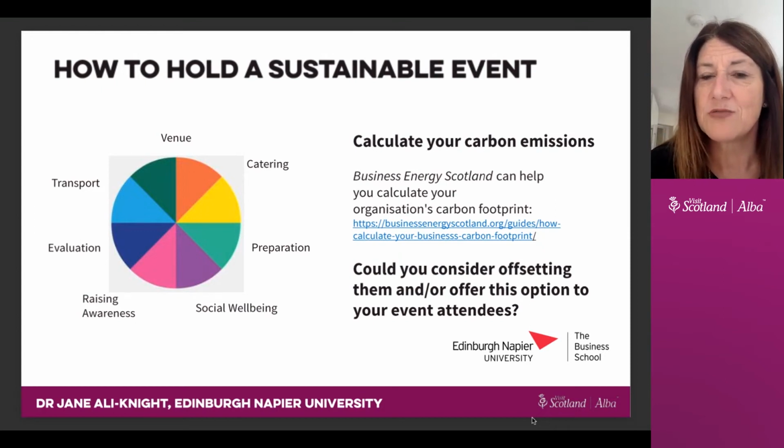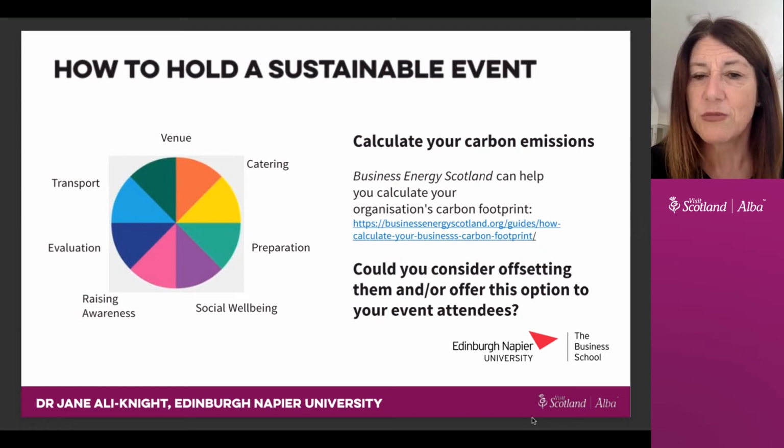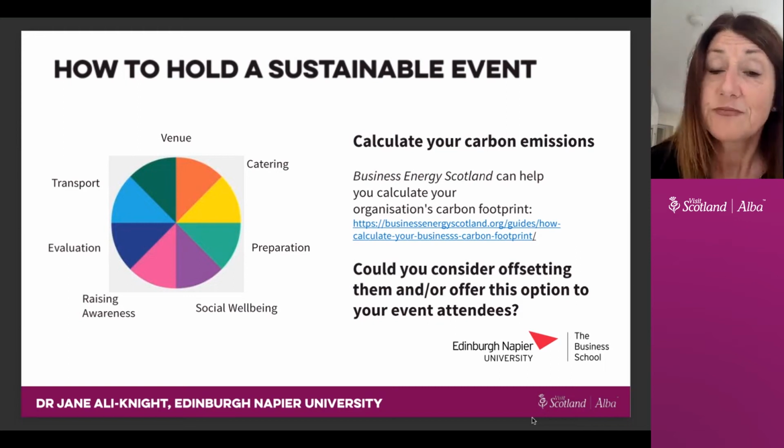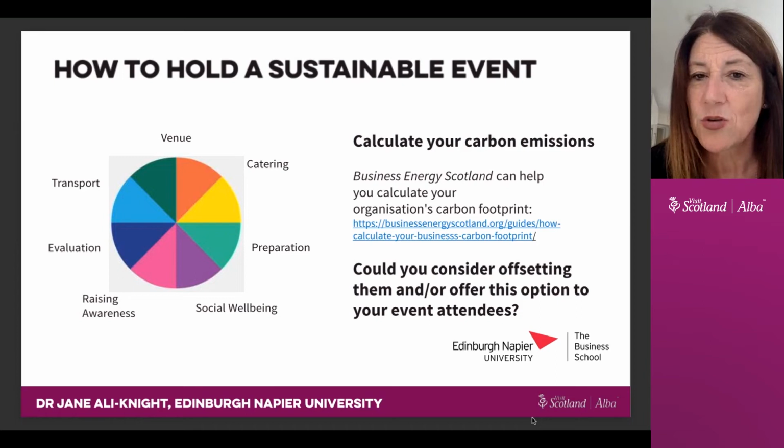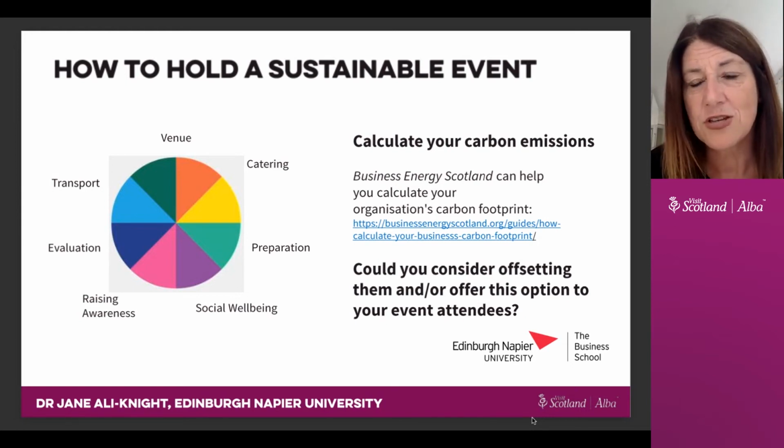So, how then do you hold a sustainable event? Well, the starting point is really to look at your carbon emissions and to try and calculate how much carbon your event produces. And there are lots of tools out there to help you do this. There's one example here, which is Business Energy Scotland. And if you click on that link, it will show you how to calculate your organisation's carbon footprint. So this is really the starting point for any event. And then you can measure year on year how you're reducing your carbon footprint.